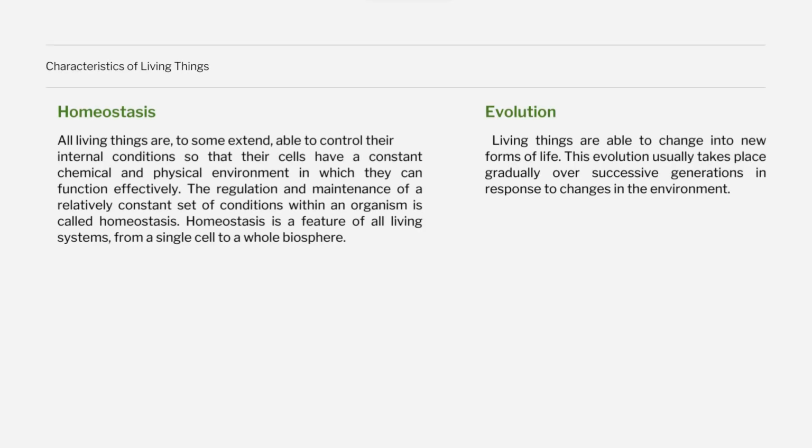Homeostasis. All living things are to some extent able to control their internal conditions so that their cells have a constant chemical and physical environment in which they can function effectively. The regulation and maintenance of a relatively constant set of conditions within an organism is called homeostasis. Homeostasis is a feature of all living systems, from a single cell to a whole biosphere.